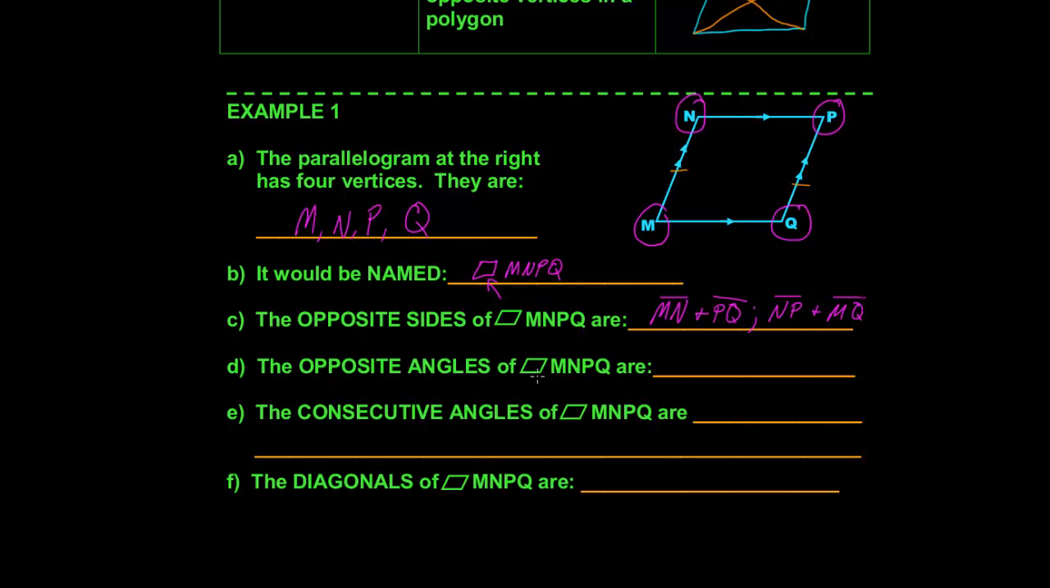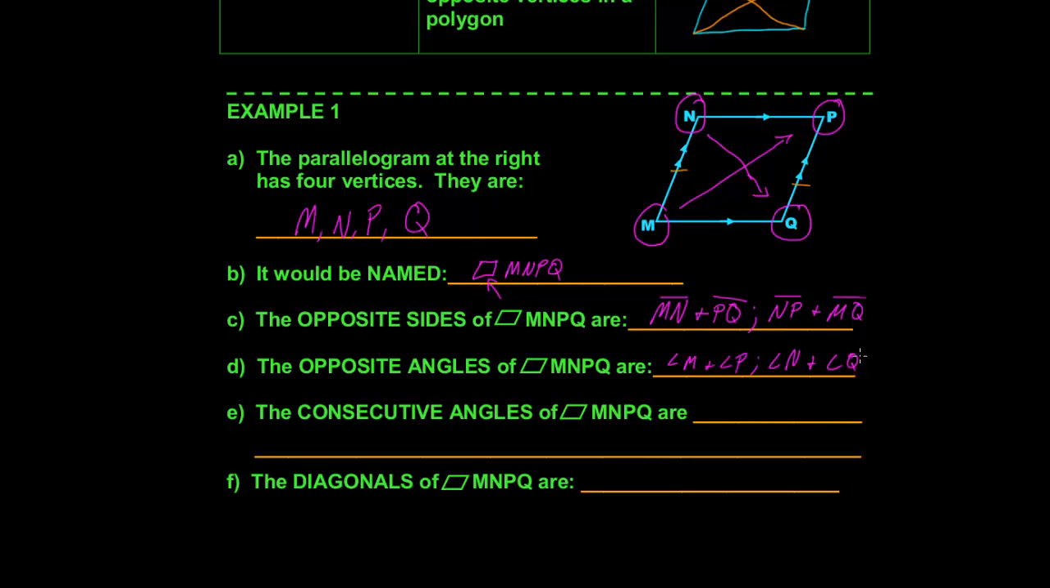Alright, opposite angles. Now we're going to be looking at the angles which are opposite of one another. Opposite is directly across from. So here, let me go ahead and put angle M. Which one is opposite angle M? It is angle P. And similarly, I'm going to start with N and go down here to the opposite, which is going to be Q. So we have angle N and angle Q.